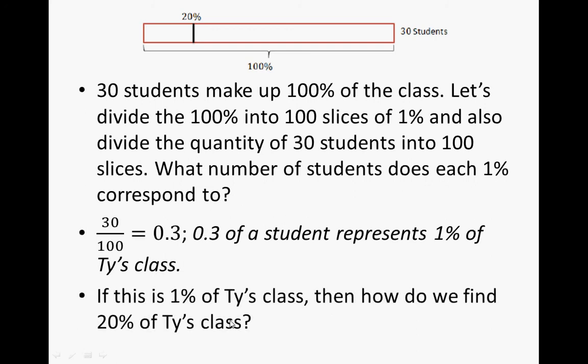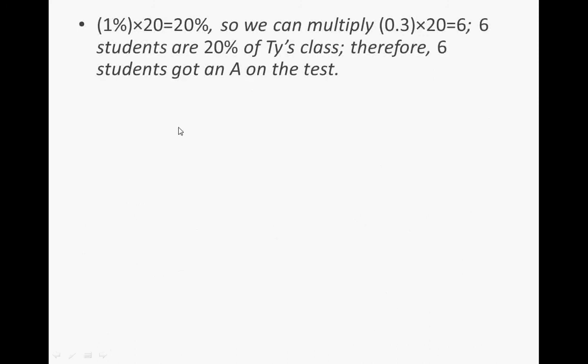If this is 1% of Ty's class, then how do we find 20% of Ty's class? Well, we would take 1% and we multiply it by 20. So 1% times 20 is 20%. So we multiply 0.3 times 20, which gives us 6. So 6 students are 20% of Ty's class, therefore 6 students got an A on the test.